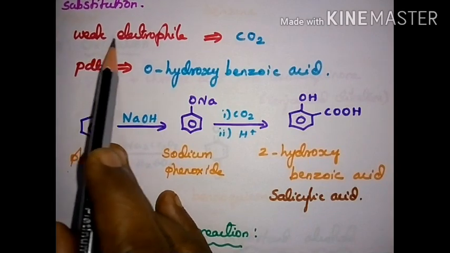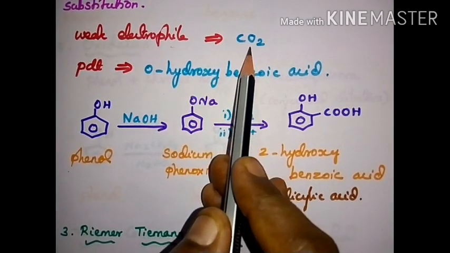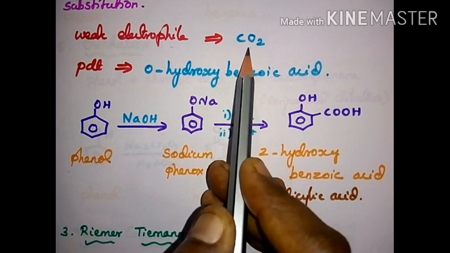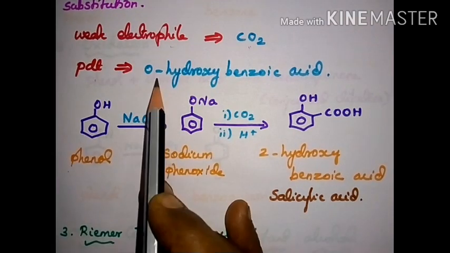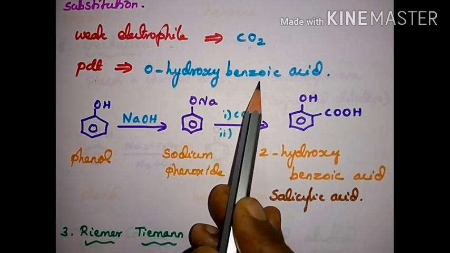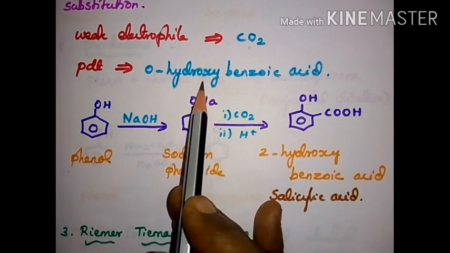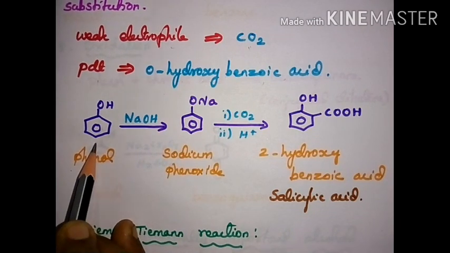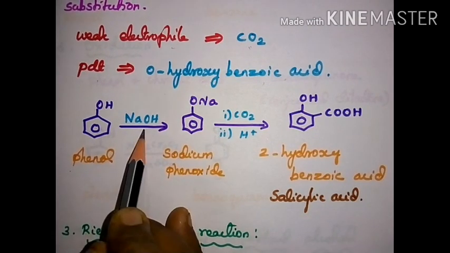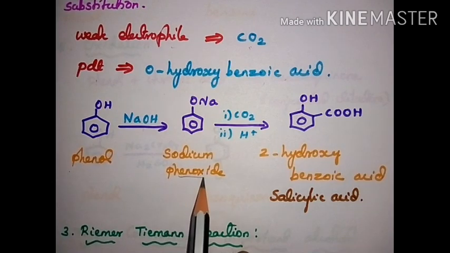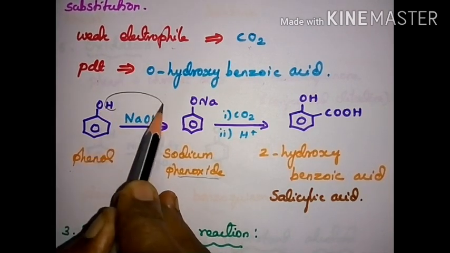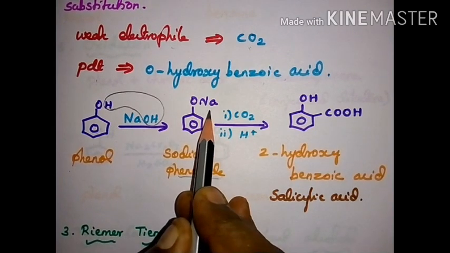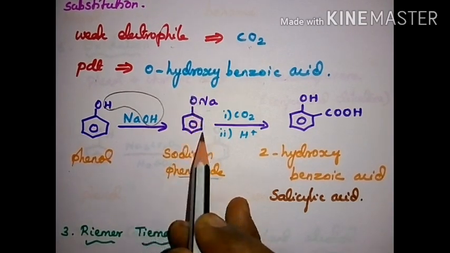Here, what is the electrophile we are going to take? Carbon dioxide. Then what may be the product? Ortho hydroxybenzoic acid. Let's see the reaction. We have to take the phenol with NaOH. First it forms a phenoxide. What happens? H2O goes out. Instead of hydrogen, we have the Na. So this is sodium phenoxide.